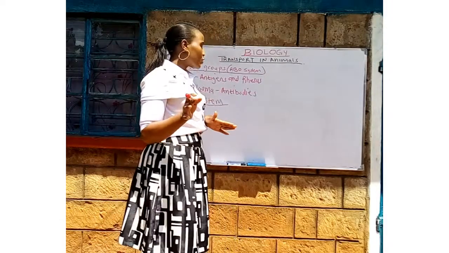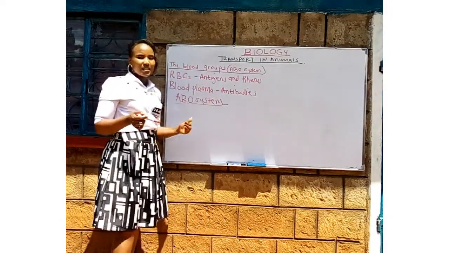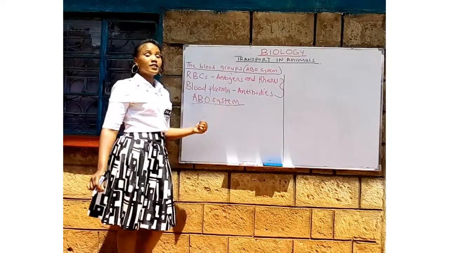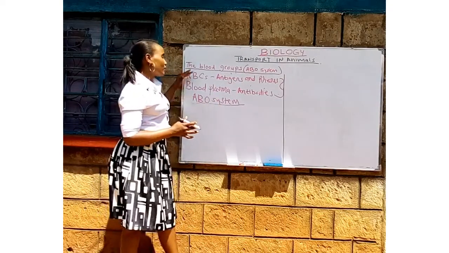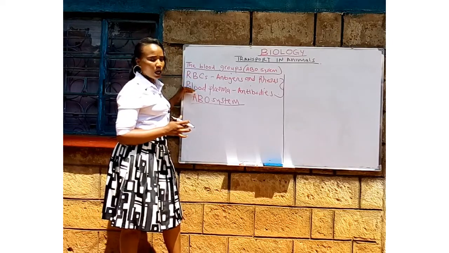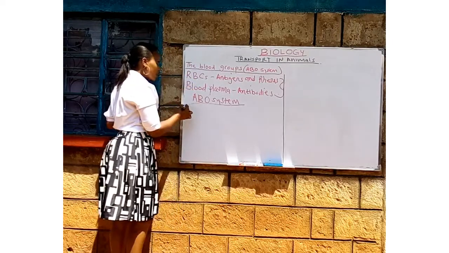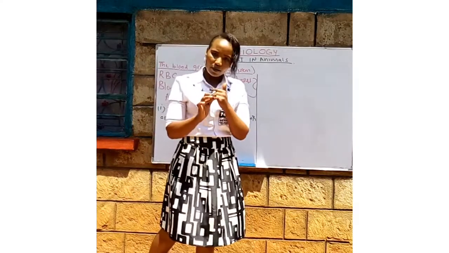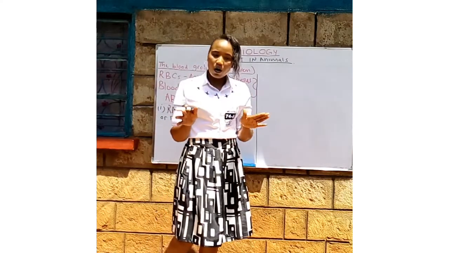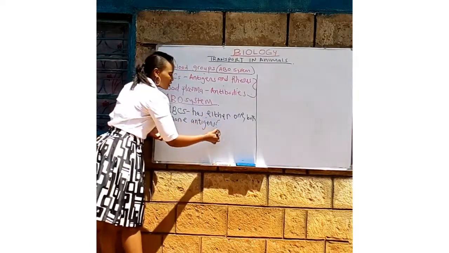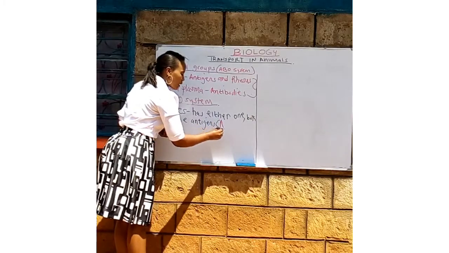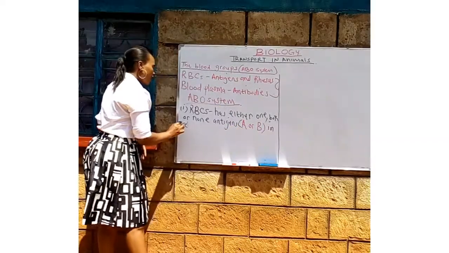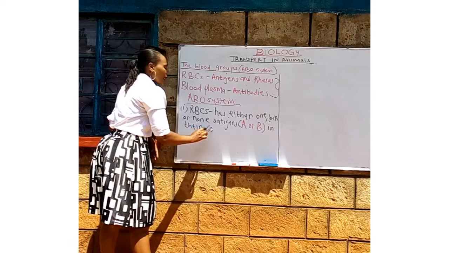So in a series of experiments, he discovered some factors, and they are the ones we have mentioned. The ABO system is based on two factors. The first factor is that the RBC has either one, both, or no antigens. And these antigens are either antigen A, capital A, or antigen B, capital B, in their cell membrane.